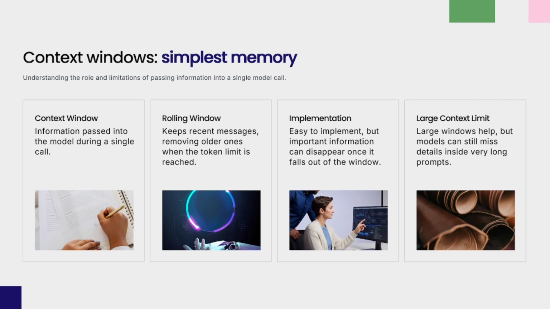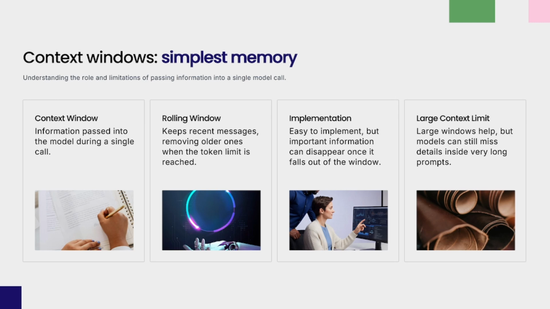Then we have the rolling window. Rolling window keeps recent messages, removing older ones when the token limit is reached. So rolling, just from data engineering, we have tumbling window, rolling window, and so on and so forth. So the rolling window here is just like the rolling window in data engineering. So it rolls information over and removes older ones that are no longer needed when the token limit is reached. So this is also a way of minimizing token usage.